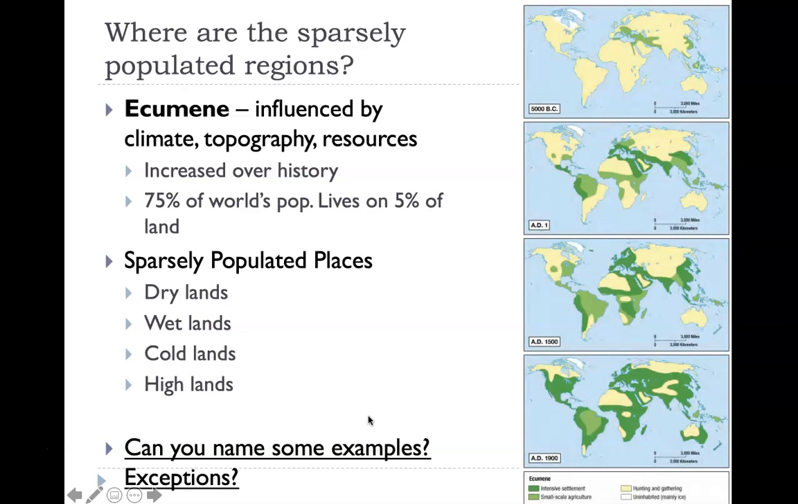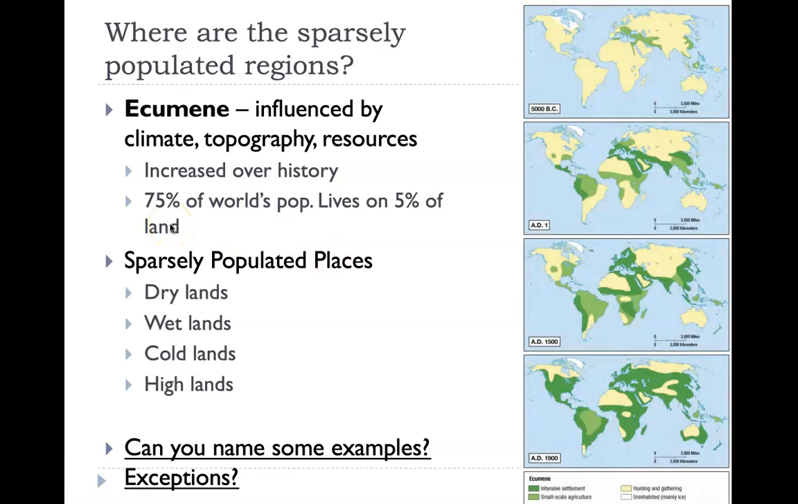All right, so let's talk about where people don't live. Where are the sparsely populated regions, right? We have Ecumene, which is a term that is the land that is inhabitable, that human population can live on. And this increased over history, and keep in mind it's increased to the point where 75% of the world's population lives on only 5% of the land. So that tells you how urbanized we have become. Right? We have about 55 to 60% of the world living in urban areas, and this plays out here. You'll see merely 5% of the land, 75% of the world's population.